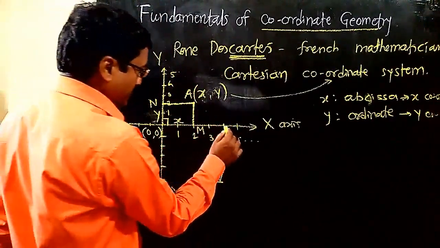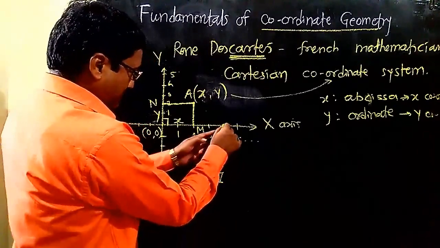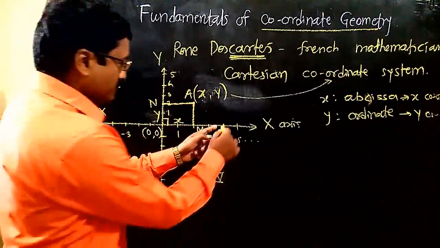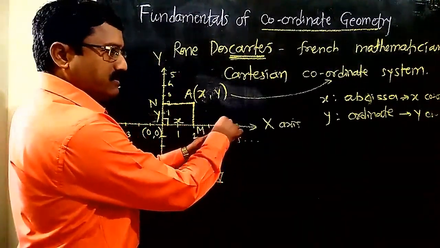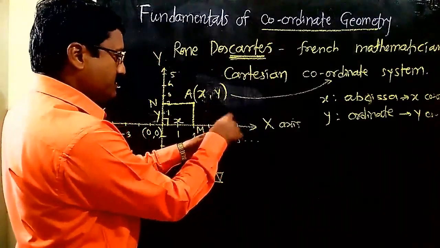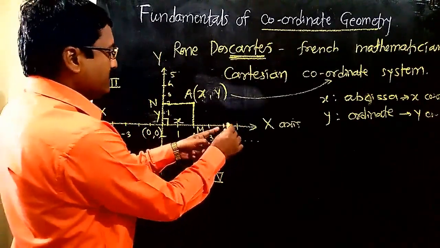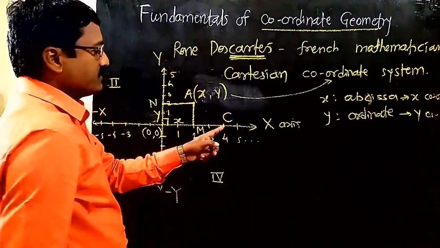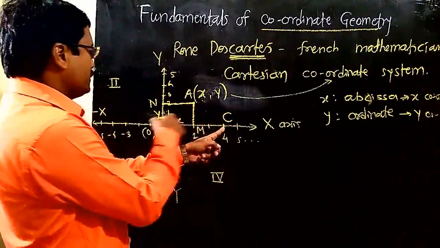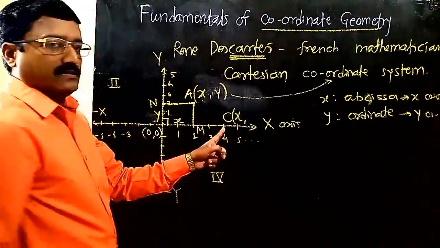If a point is lying on, suppose, the x-axis, then the same method we have to follow, that we have to draw the perpendiculars from this point on both axes. If you draw a perpendicular from this point on the x-axis, then the foot of the perpendicular will be the same point C. So the distance of this C from the origin is 4, so its x coordinate is 4.